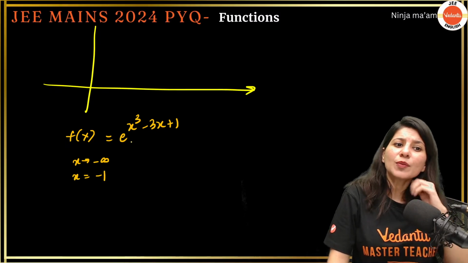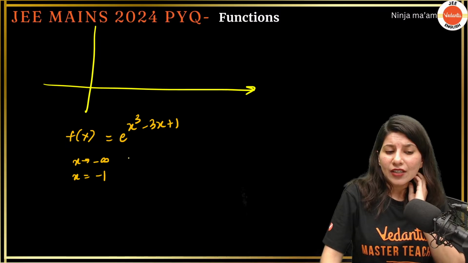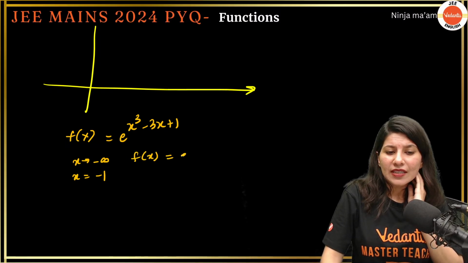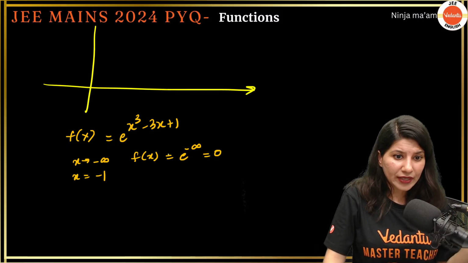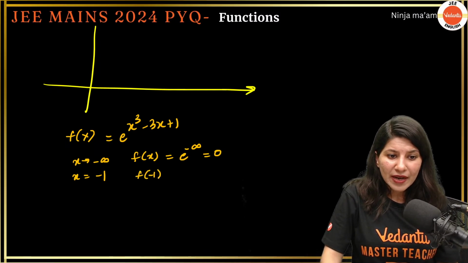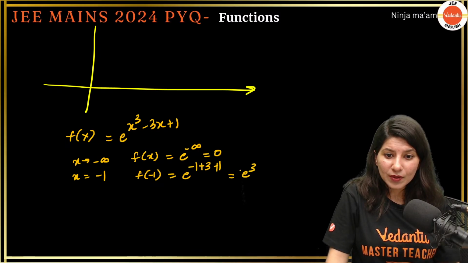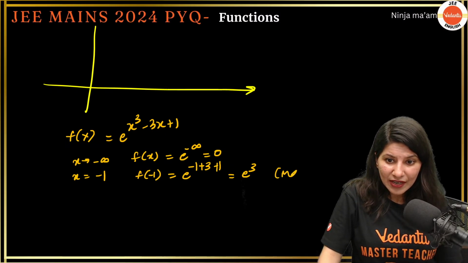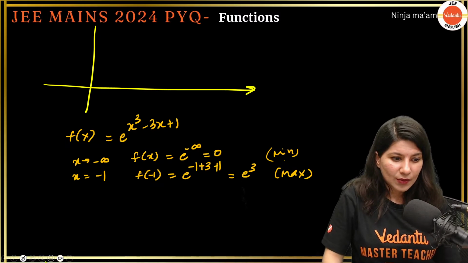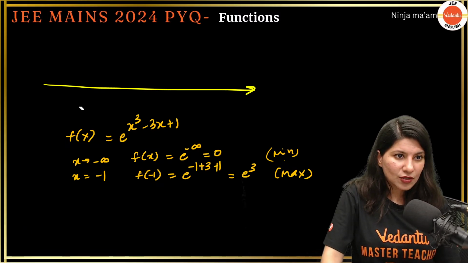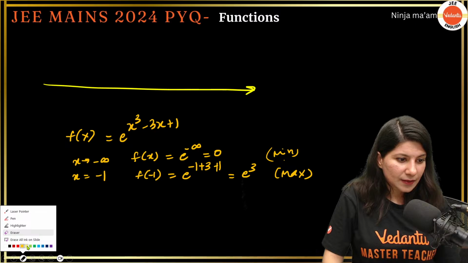The moment you put minus infinity, here your f(x) will become e raised to power minus infinity. That means it will become 0. So f of minus 1, if you calculate, e raised to power minus 1 plus 3 plus 1, so that is going to give you e cube. So this is your maximum value and this is your minimum value. Okay. This is your minus 1. Hold on. We don't need this much. We just need this.